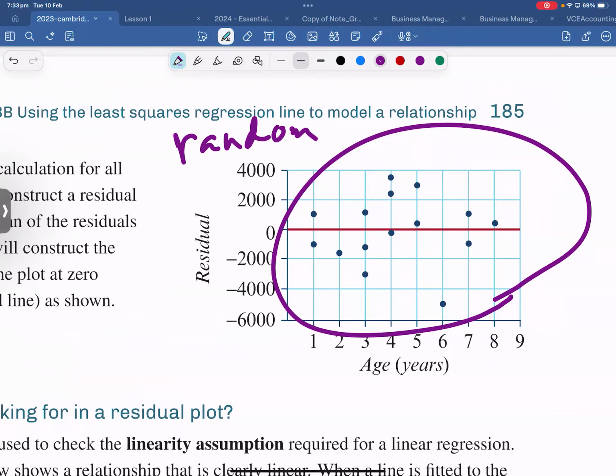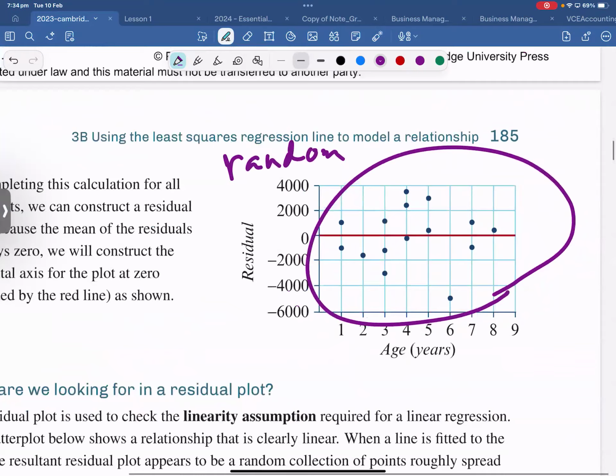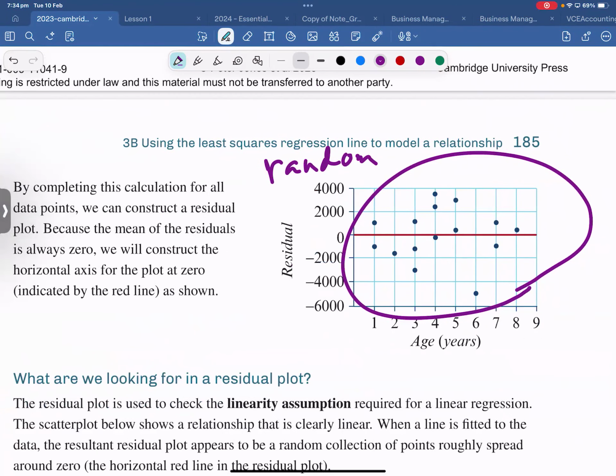No hesitation to say that the relationship between the age and the car prices, for sure it's linear, right? No problem, right? I mean, everywhere. So it's random.